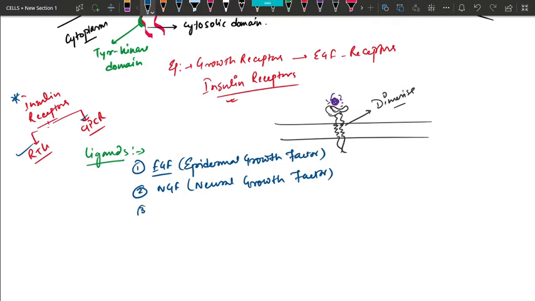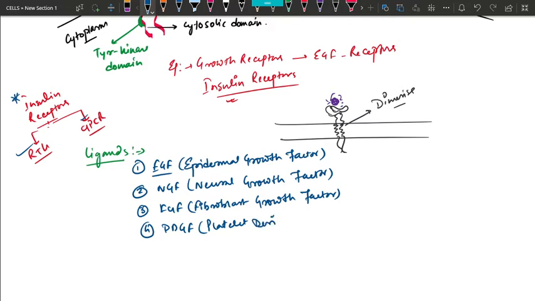There can be FGF, that is the fibroblast growth factor. There can be PDGF, platelet derived growth factor. And there can also be insulin, which I told you previously. So these things are important, please remember these things.